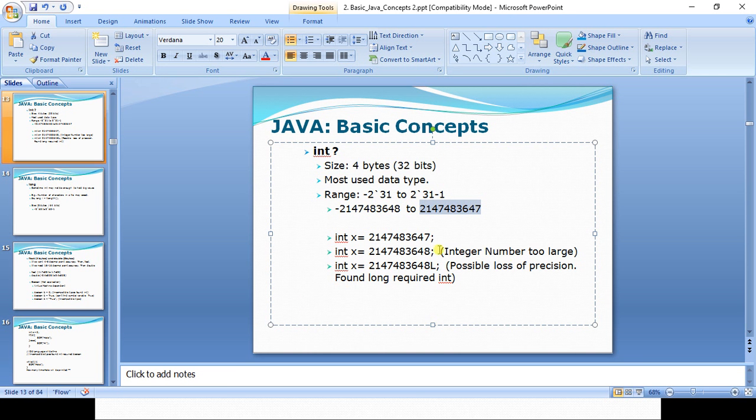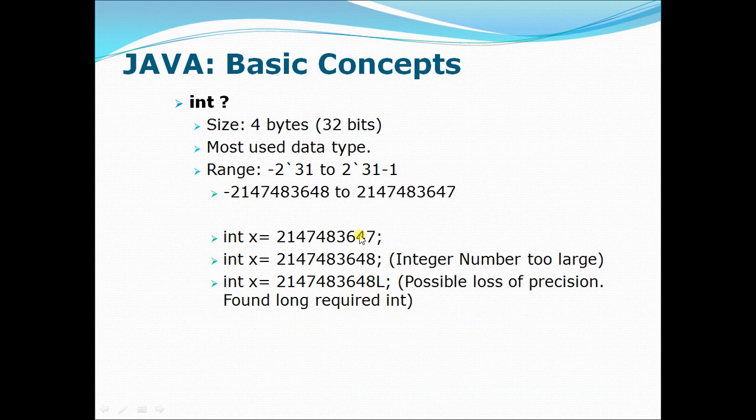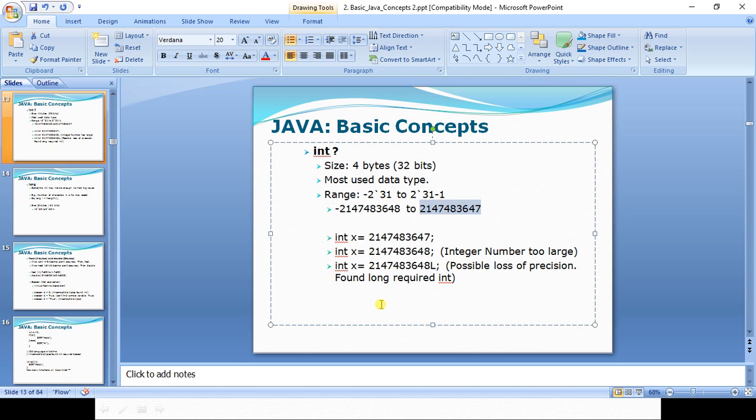Okay, so that's why. So tell me, this one is correct? Yes. This one is correct? No. Why? Because it is too large. Okay, and is this correct? It is correct. I am making it L. What does L mean? Long. Okay, so let's try to make it over there.